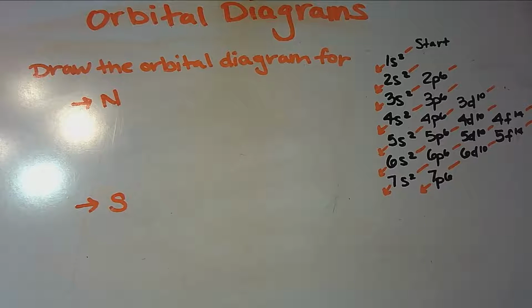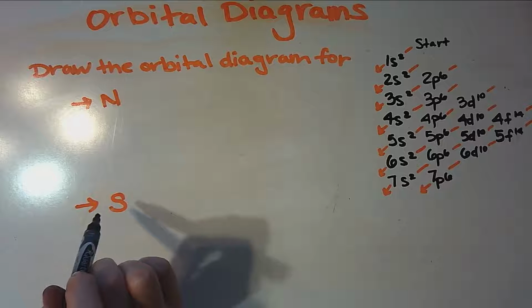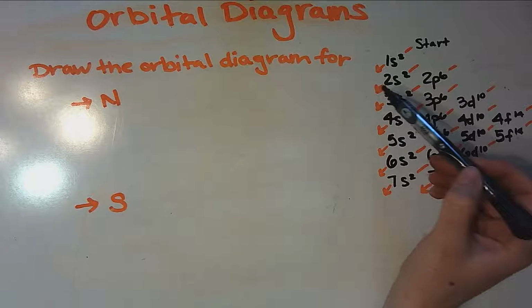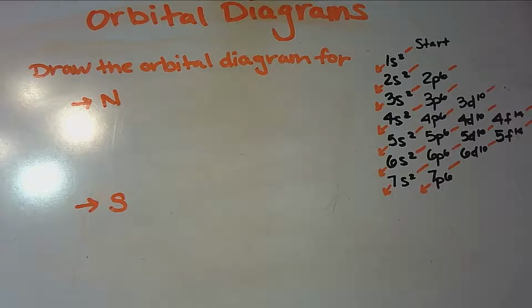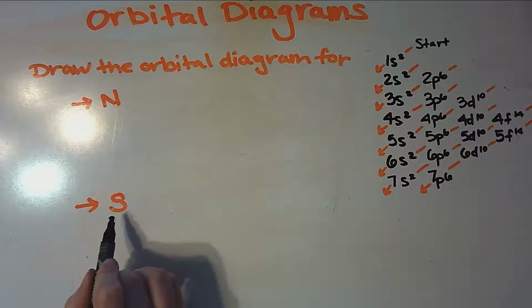We're going to work through two different examples today where we're asked to draw the orbital diagrams for nitrogen and sulfur. So our first step in doing this is to figure out the electron configuration. For help with that, please see the electron configuration video. I'm going to use the alpha chart to give me my electron configuration for both nitrogen and sulfur.